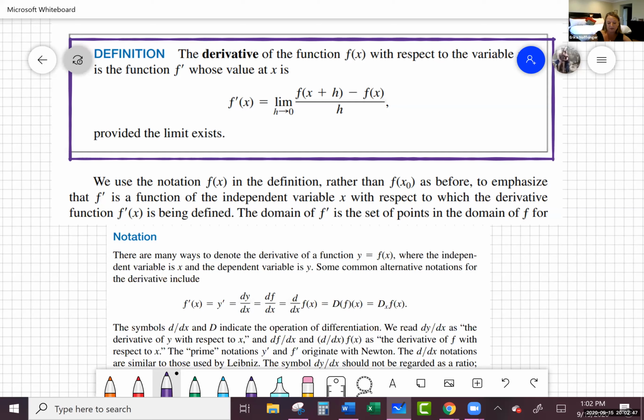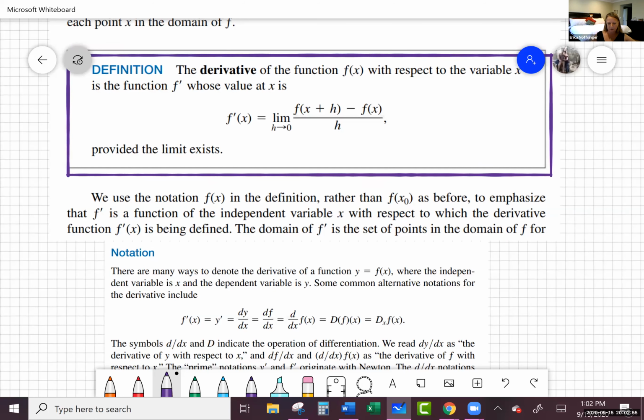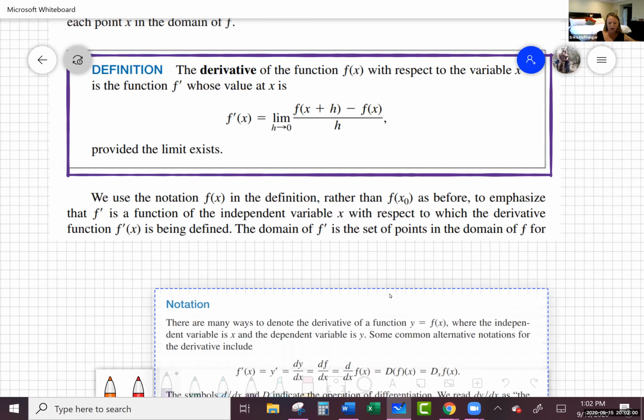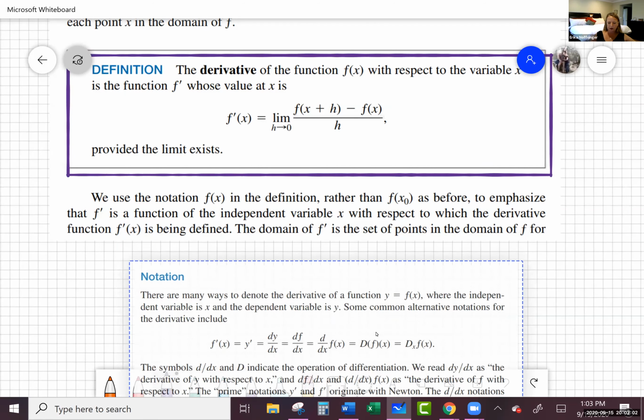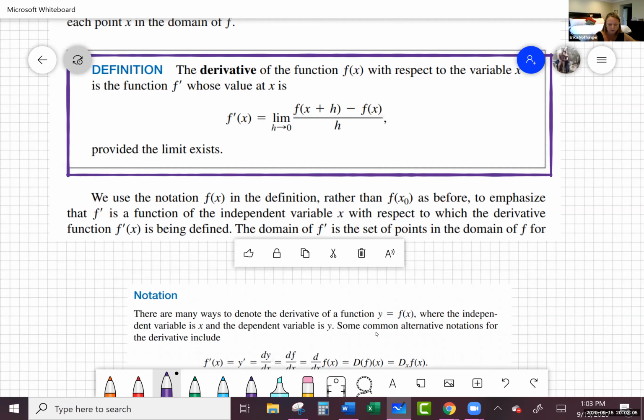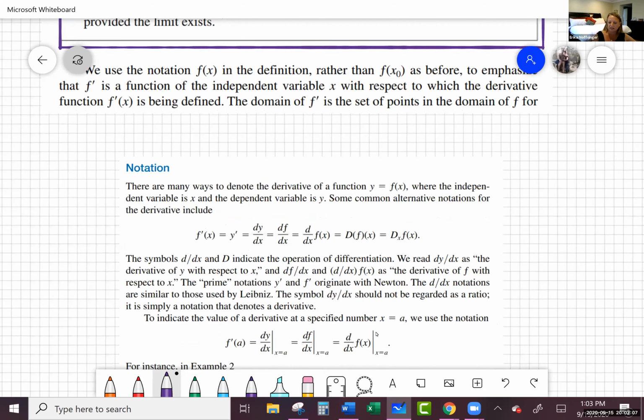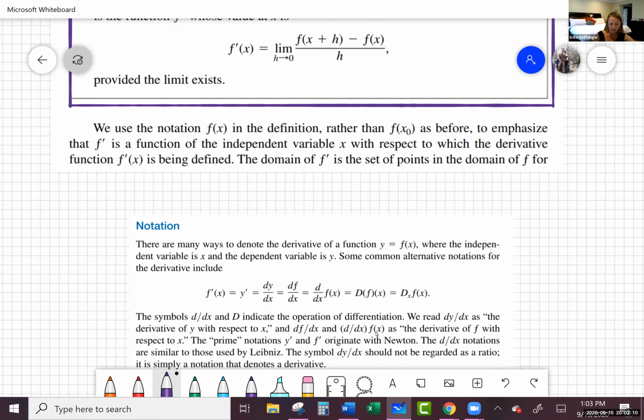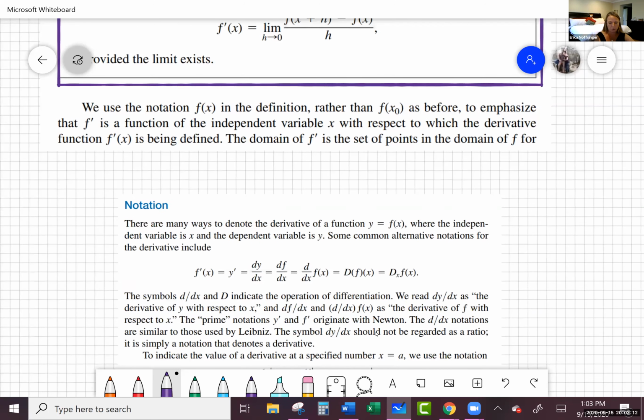We'll say that the domain of f prime of x is the set of all points in the domain of f where f is differentiable.